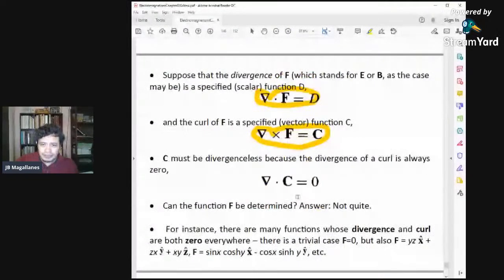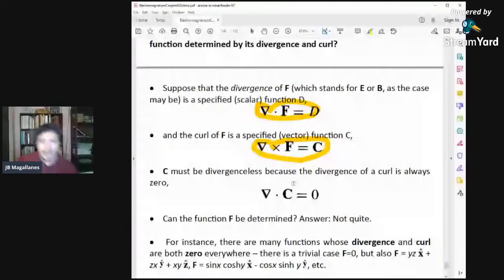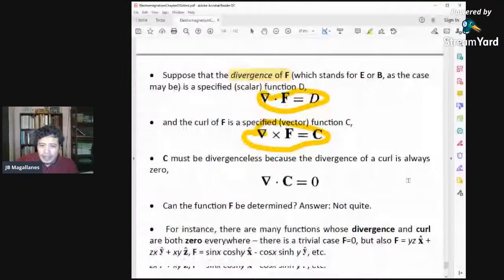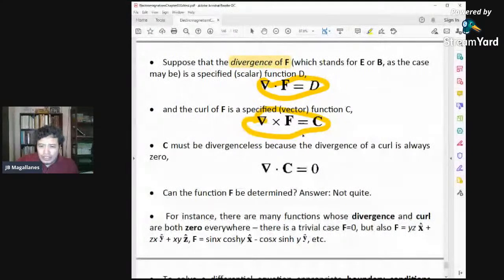Now, suppose that the divergence of f, where f could stand as an electric field or a magnetic field, is a specified scalar function d. And the curl of f is a specified vector function c, which is supposed to be in boldface. Of course, the divergence of a curl is always zero, so the divergence of c is always zero. Can the function f be determined?